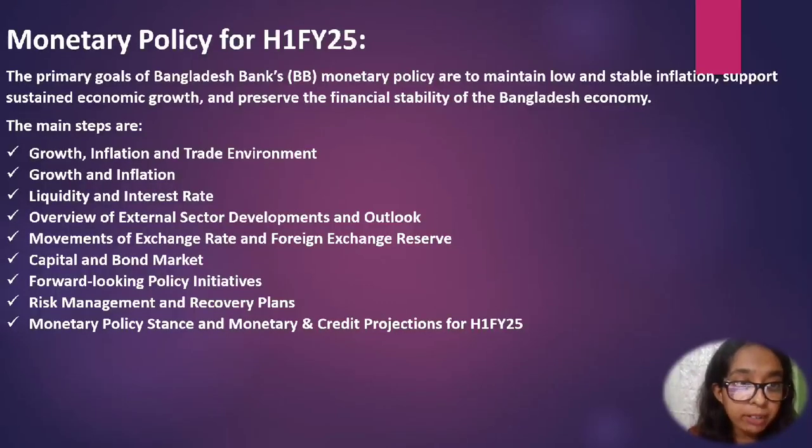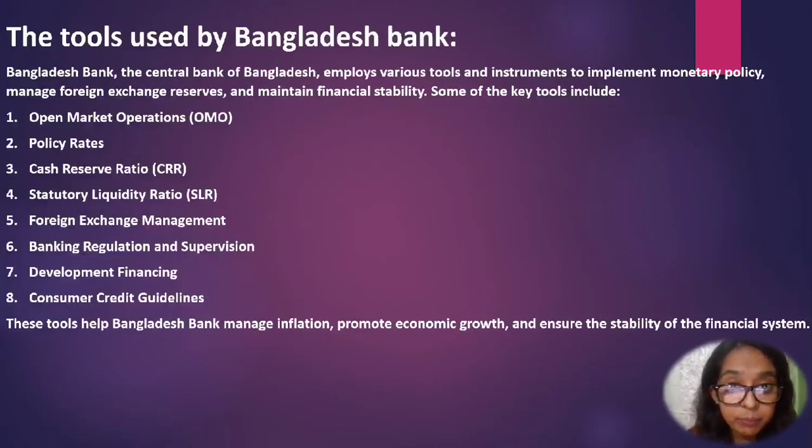The main steps are growth, inflation, and trade environment, growth and inflation, liquidity and interest rate, overview of external sector developments and outlooks, movement of exchange rate and foreign exchange reserve, capital and bond market, forward-looking policy initiatives, risk management and recovery plans, monetary policy stance and monetary policy and credit projection for fiscal year 25.